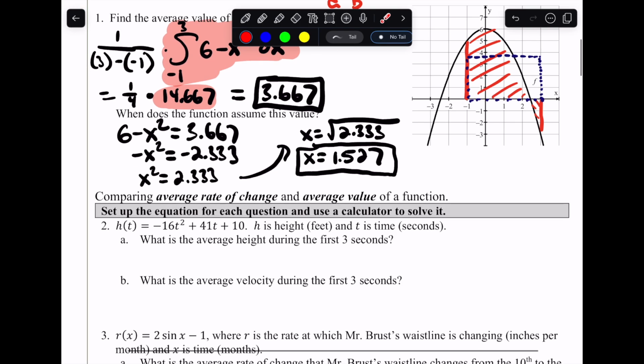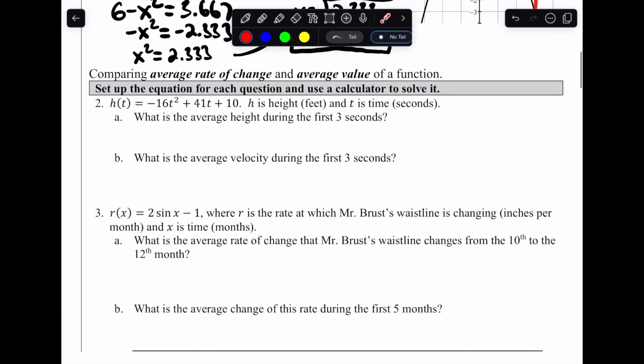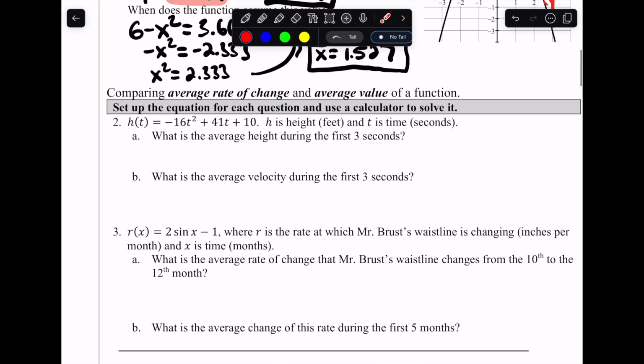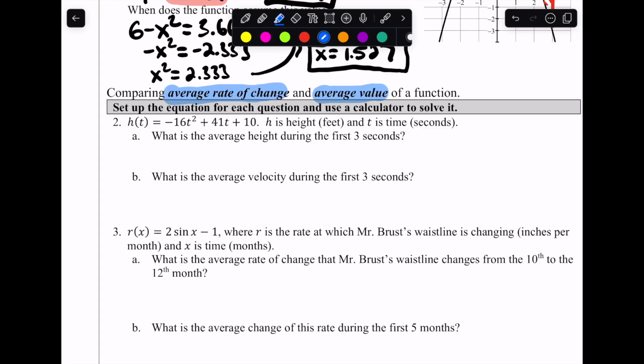Let's take a look here at our next question. We've got two left. Taking a look at problem number 2, we want to compare our average rate of change and average value of a function. Since these both use the word average, it can be confusing. But we want to remember that average rate of change is the slope of the function, while the average value is essentially the average height over the interval.